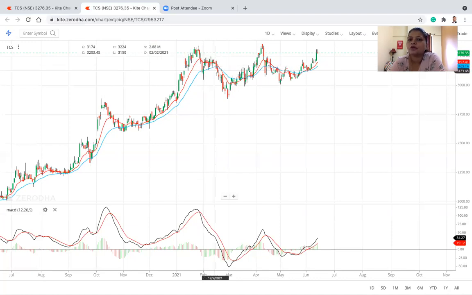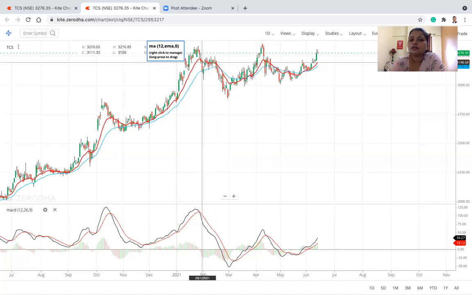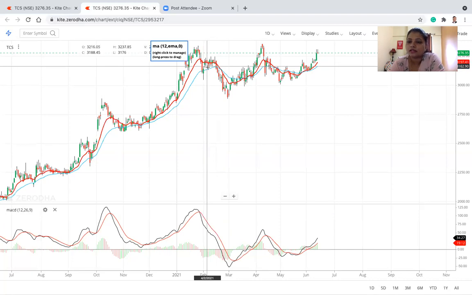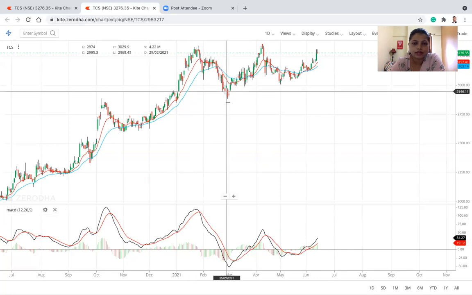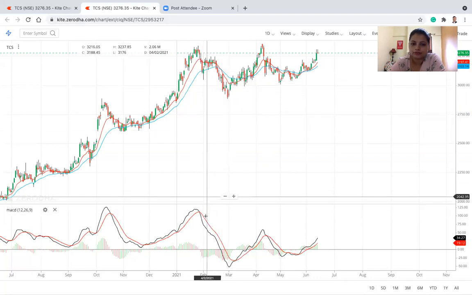there is a possibility of reversal, because when the fast moving average is coming near the slow moving average, that's a possibility that the prices are falling, or consolidating, or range bound. Yeah, and we have seen a fall here.